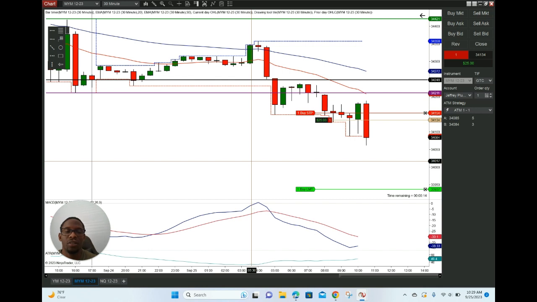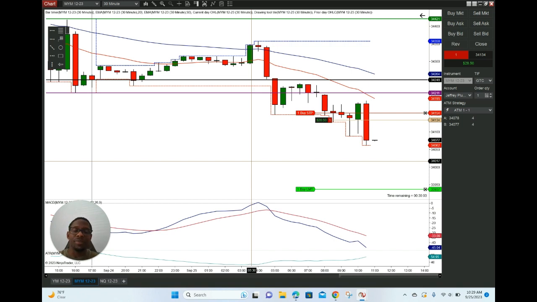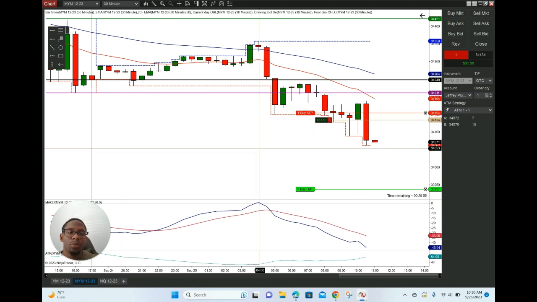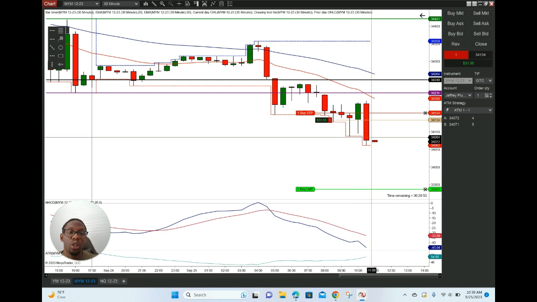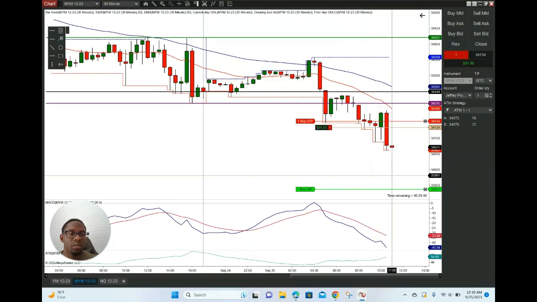So let's see if this is going to continue in the same direction on the micro Dow. And again, this is Monday morning. All right, so I'm still looking for a downward push, guys. It made another low, closed on its low, made another low, and now we're looking for a continuation. Why not? Let's continue all the way down.